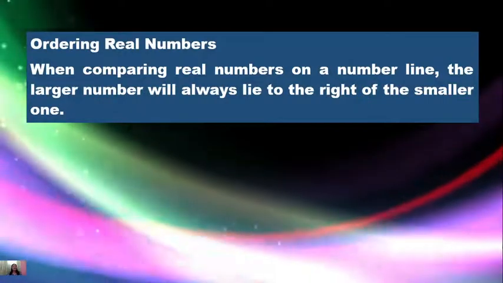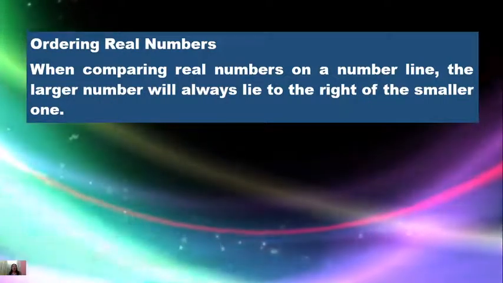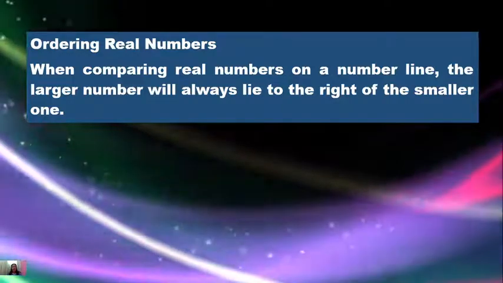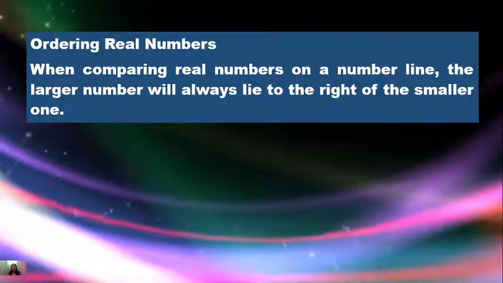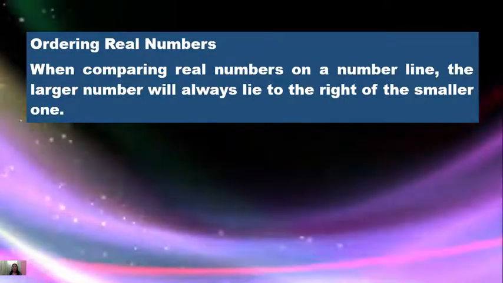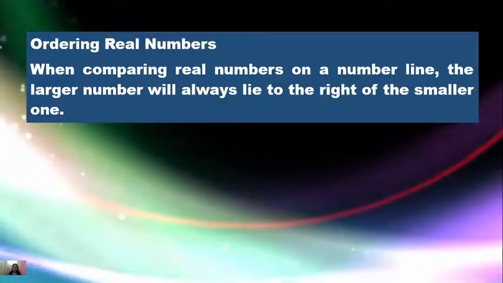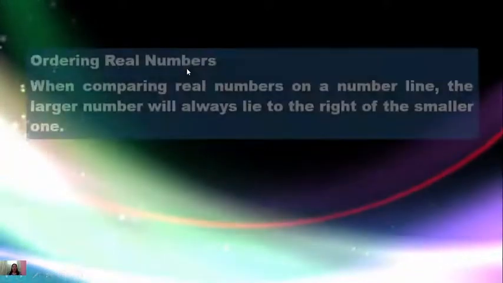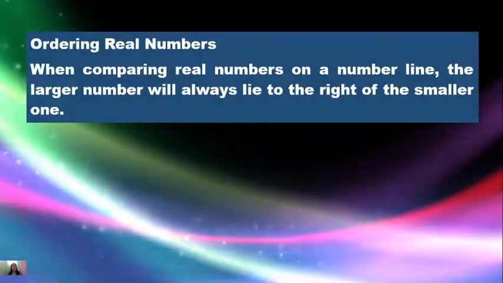Okay, ordering real numbers. Order, yung pagkasunod-sunod. When comparing real numbers on a number line, the larger number will always lie to the right of the smaller one. Okay, larger number will always lie to the right. So tama yung sinabi ko, yung larger number daw ay laging nandun sa kanan. Let's say 8 at saka yung negative 3. Yung 8 ang siyang nasa kanan, therefore, it is a larger number than negative 3. So, ganun siya pag mag-order using the number line.